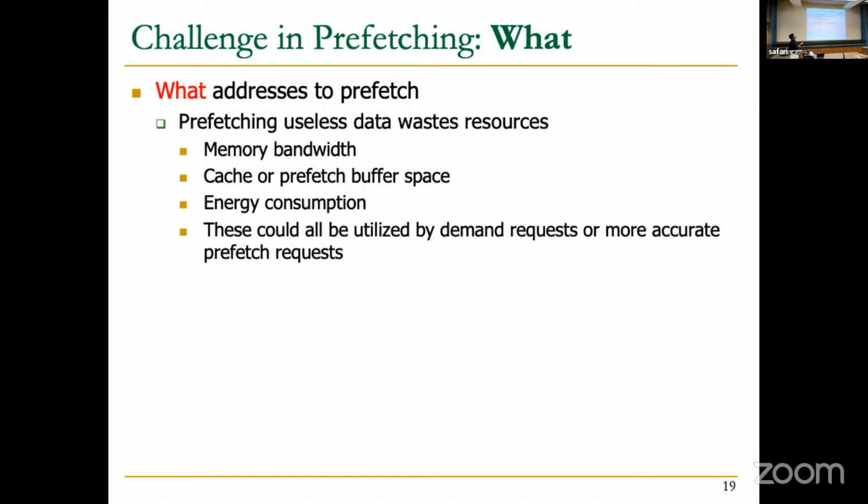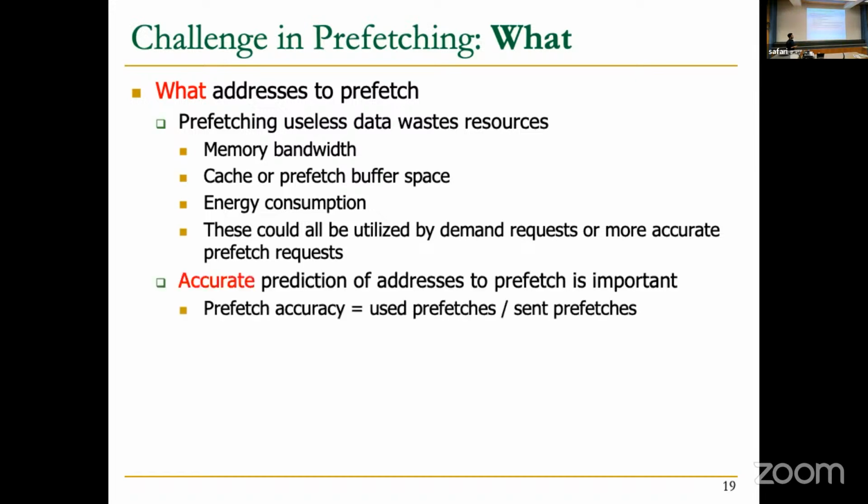So all of these resources could have otherwise been utilized more efficiently by demand requests coming from the processor, as well as more accurate prefetch requests. So ideally, we want the prefetcher to have as high accuracy as possible, right? So accurate predictions are desired, and we define accuracy as this ratio: used prefetches divided by the total number of prefetches sent by the prefetcher. So if the prefetcher is 90% accurate, that means out of all the 100 requests the prefetcher has generated, 90 of them are actually used by the program.